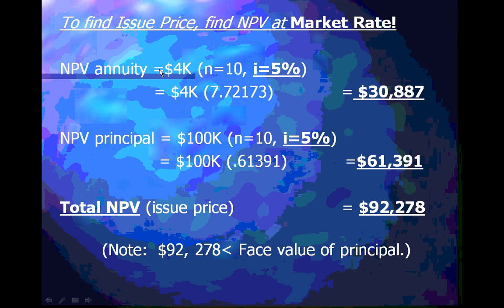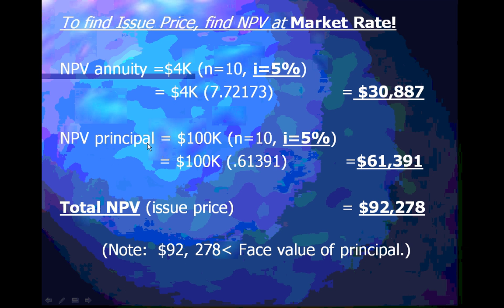So there you go. Now for the annuity, I go to table B3. I'm going to look up n equals 10, i equals 5. I come up with 7.72 times 4K gives me 31 grand, approximately 30,887. Okay, that's the net present value today of locking in this annuity, $4,000 every 6 months at 5%. Okay, hope you got that.